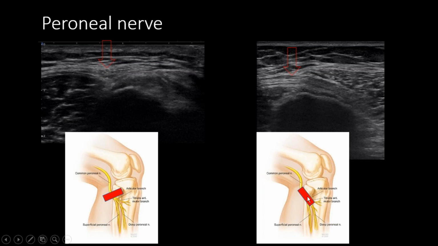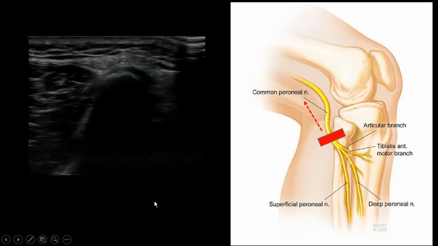In long axis view, once you locate the peroneal nerve in short axis, you rotate the probe 90 degrees to see the peroneal nerve wrapping around the neck of the fibula. So this is the long axis view of the peroneal nerve, and that's the short axis view.